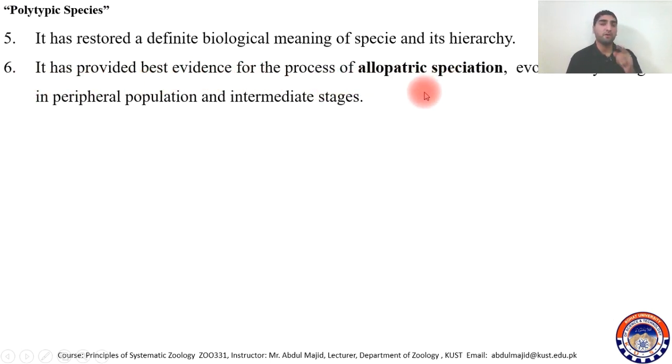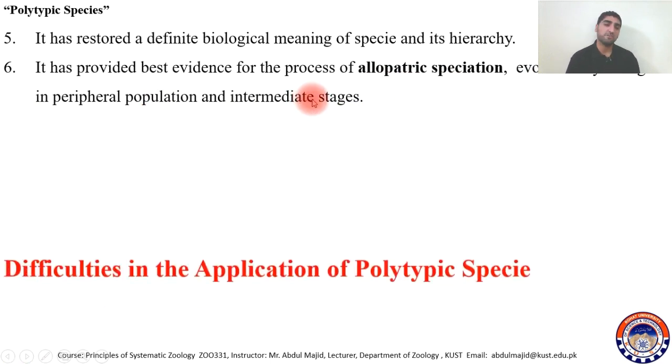of allopatric speciation. And keep in mind, we also discussed allopatric speciation in detail in the previous lectures. So the introduction of polytypic species actually paves the way for allopatric speciation, because if there is polytypic species, there is allopatric speciation and evolutionary changes in peripheral populations and intermediate stages. So by accepting polytypic species, you are automatically accepting allopatric speciation, evolutionary changes in peripheral populations and intermediate stages.